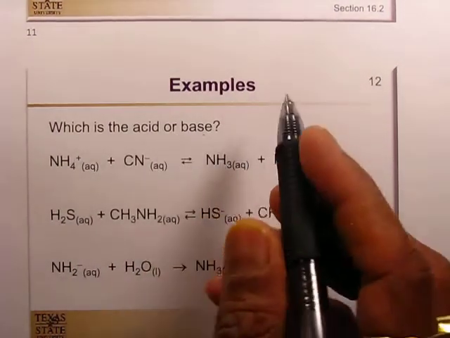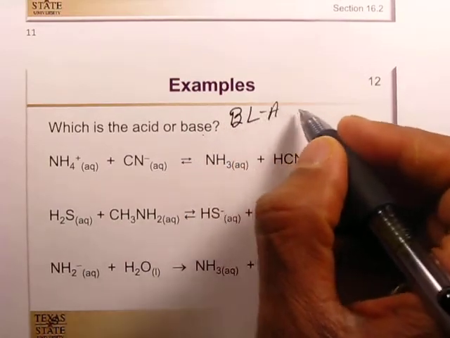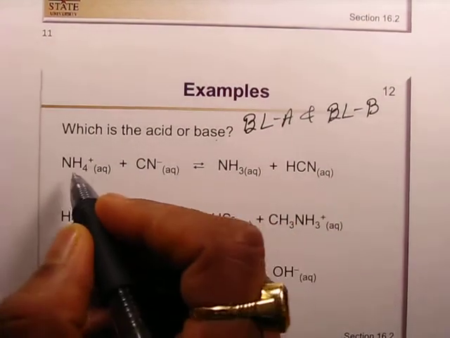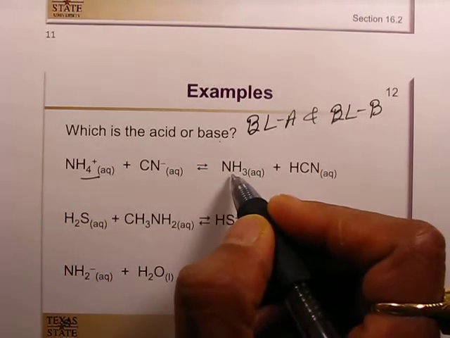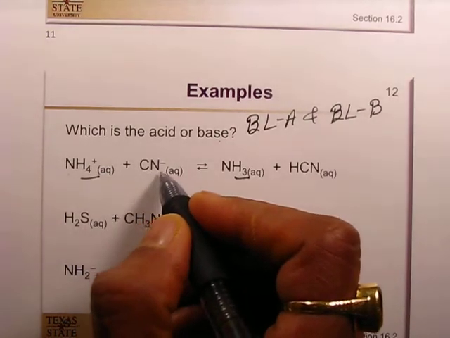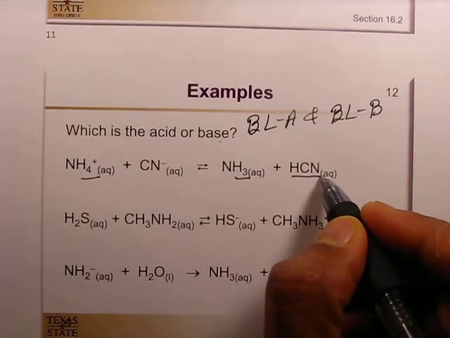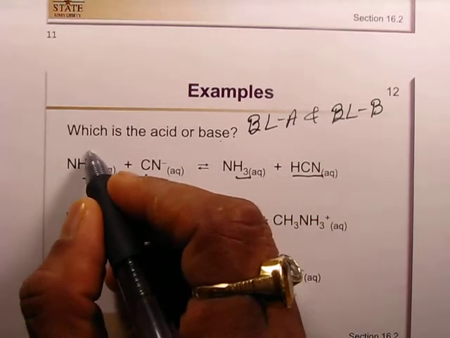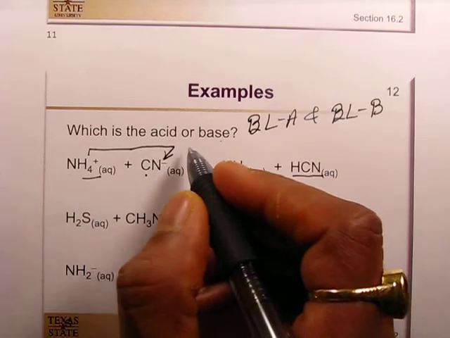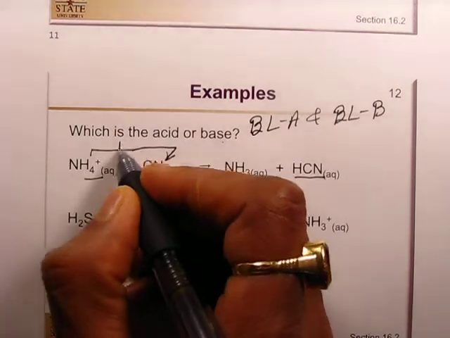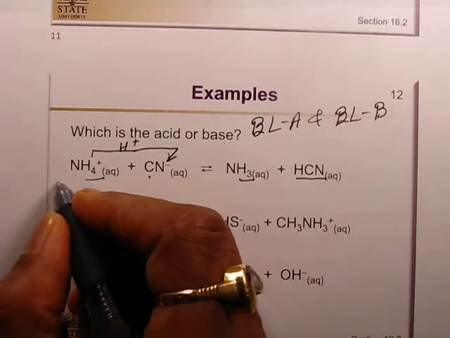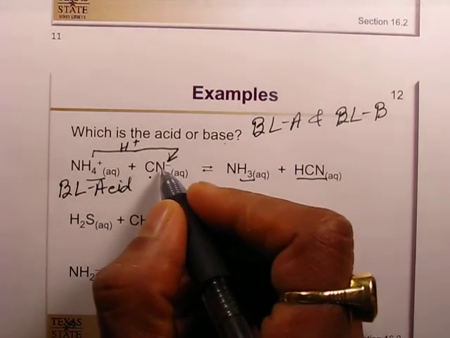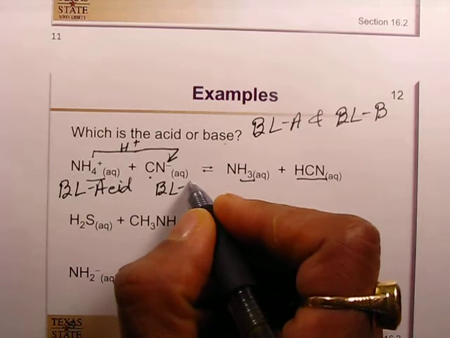Which is the acid or base? Basically they are talking about Bronsted Lowry acid and Bronsted Lowry base. So how can we figure it out? Here you can see ammonium has four hydrogens and ammonia has three. HCN has one hydrogen, and cyanide ion does not have any hydrogen. So we can figure out that ammonium is giving one proton to cyanide ion, which means ammonium is a proton donor, an H plus donor. So the ammonium ion behaves as a Bronsted Lowry acid, and cyanide ion behaves as a Bronsted Lowry base.